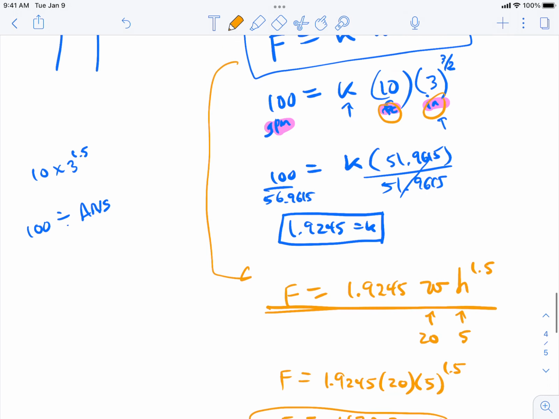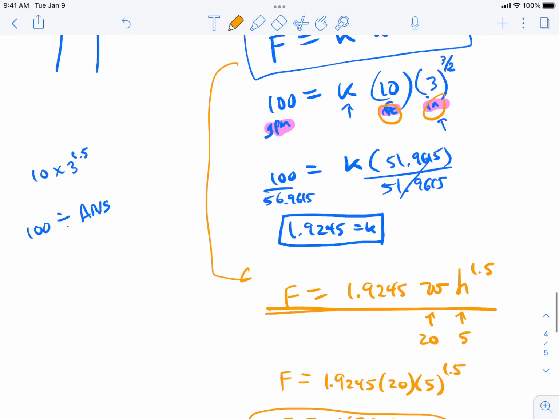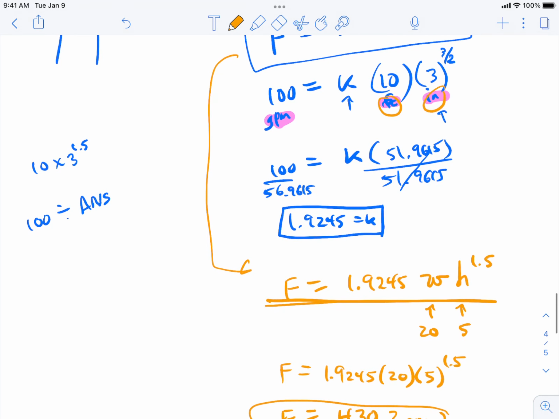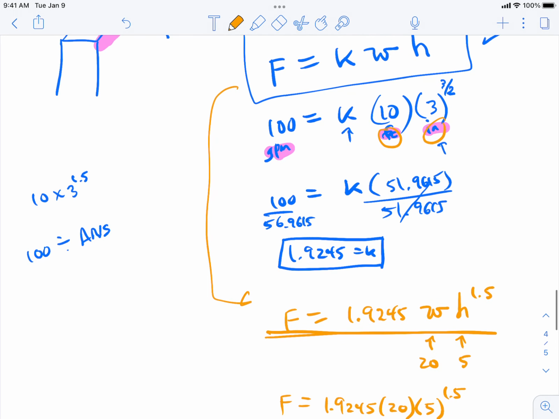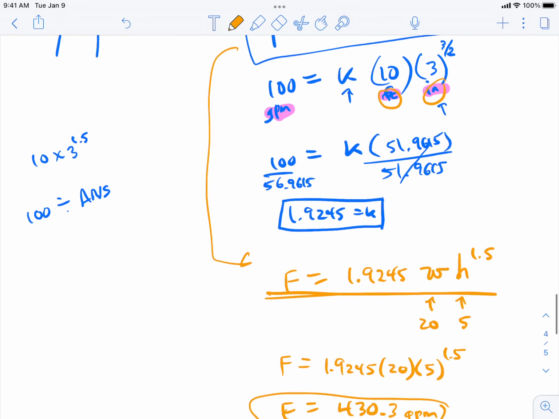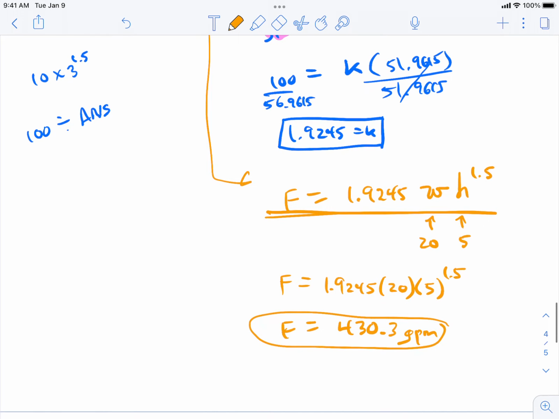So what did we originally have? We had 100 gallons per minute for a 10-foot wide dam. We made it twice as wide. You'd expect 200 gallons per minute, right? But we're getting 400 gallons per minute. Why? Because we also increased the height from 3 to 5 inches. So yeah, we did expect more water to be flowing over that thing. So there it is, 430.